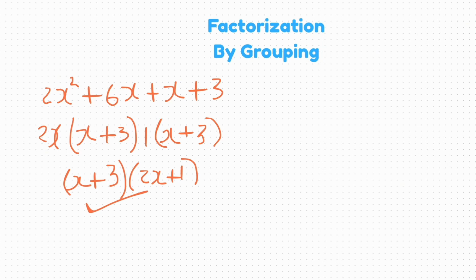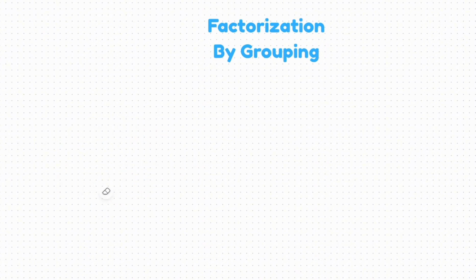What if you were given 3 terms and you were told to factorize by grouping? Do you think you'd be able to? Let's look at this example and check it out. So 6x squared plus 9x plus 3. When you're factorizing by grouping, you need 4 terms. This is only 3. So what are we going to do?